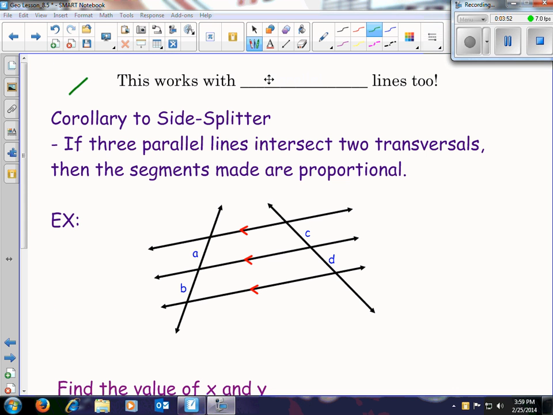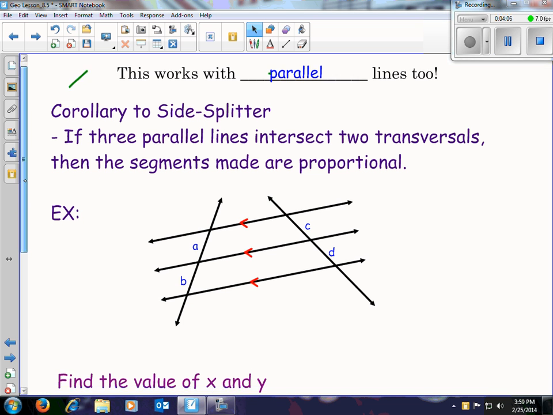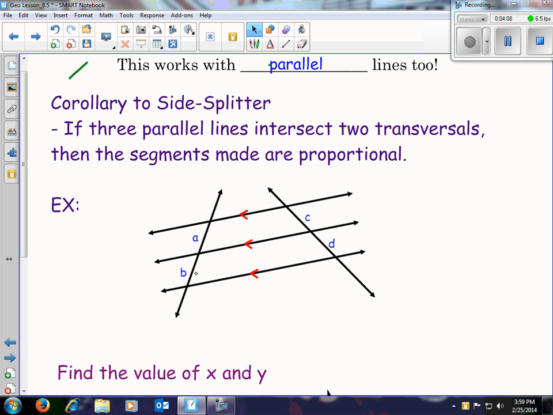Alright, this works with parallel lines as well. So, the corollary to the side splitter theorem says if 3 parallel lines intersect 2 transversals, then the segments made are proportional. For example, here's my 3 parallel lines, and I have them cut by a transversal. So my sides are proportional. So I have A over B is equal to C over D. So this side over this side is equal to here over here.